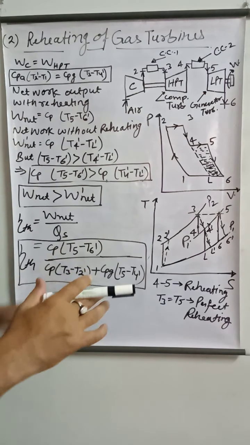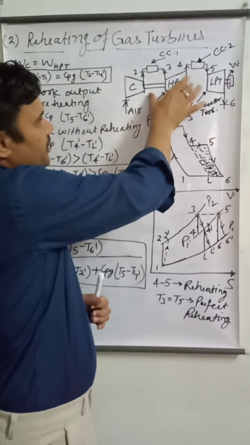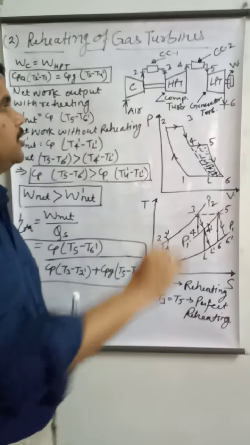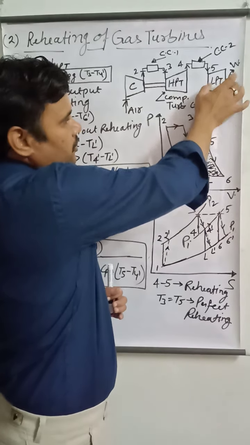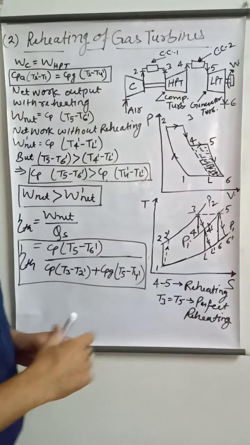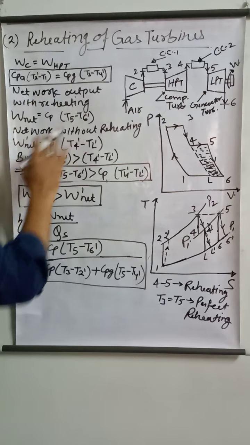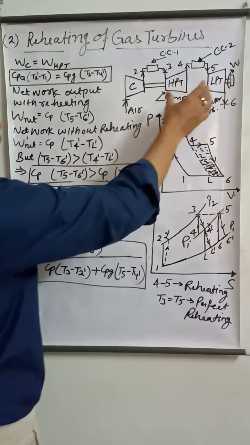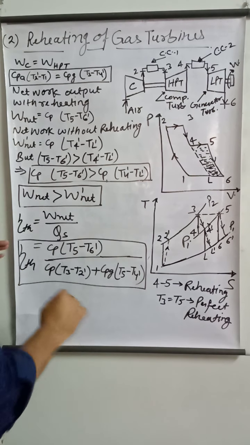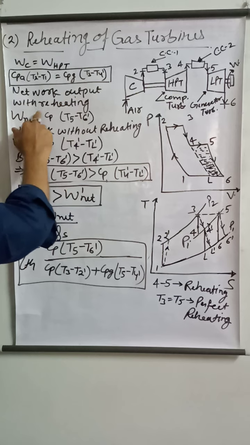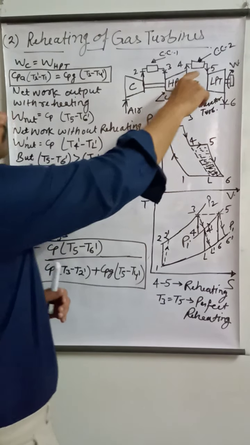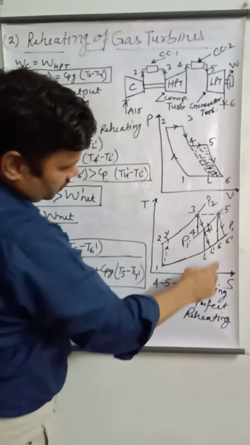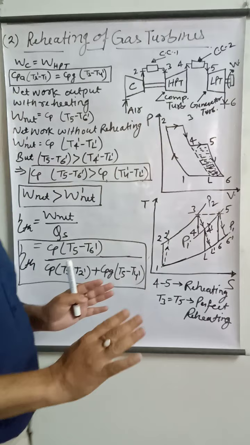Now, we know this turbine is used for running the compressor only. So whatever output is there in the high pressure turbine, that is used for the compressor. Now the main output, the net output, is the work output of the low pressure turbine. So with reheating, what is the work output of the low pressure turbine? Net work with reheating is Cp (T5 minus T6), or actual, Cp (T5 minus T6 dash), right?